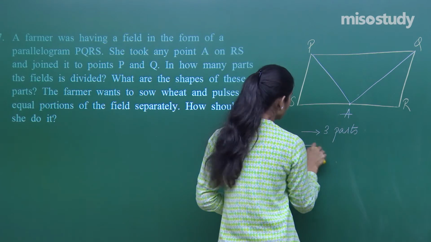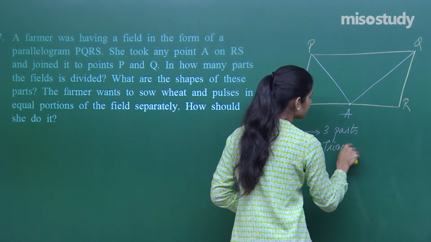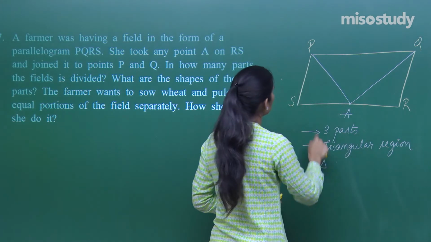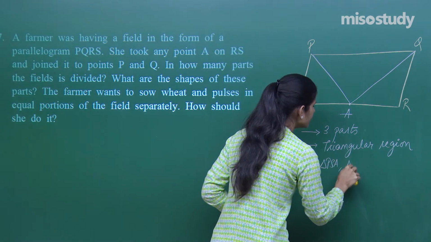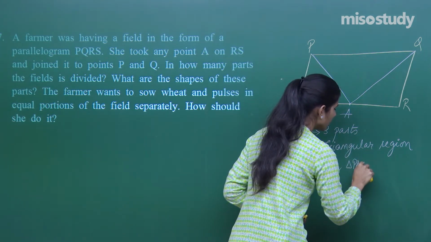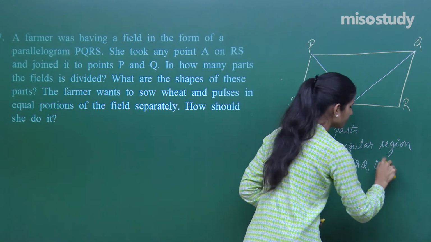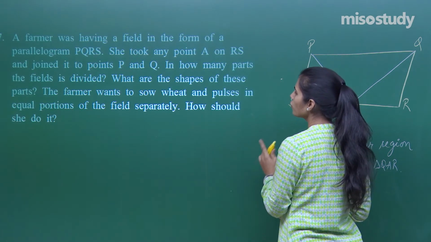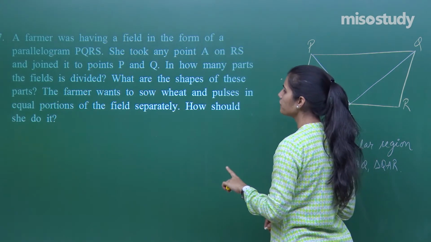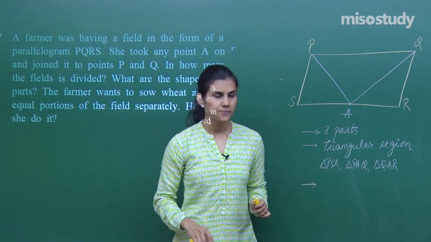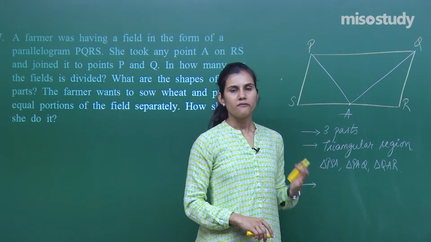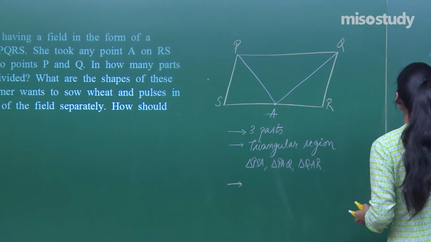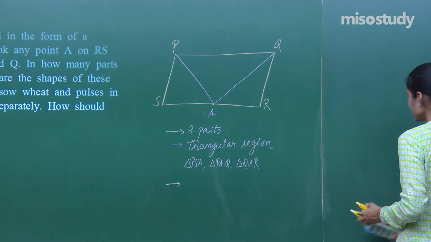What are the shapes of these parts? Triangular regions. Each part is a triangular region. One is triangle PSA, another is triangle PAQ, and the third is the triangular region QAR. It says that the farmer wants to sow wheat and pulses in equal portions of the field separately. How should she do it? Equally she wishes to sow wheat and pulses. Try to see triangle PAQ and the parallelogram PQRS. Both are lying on the same base and between the same parallels.